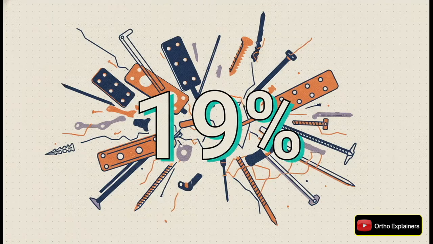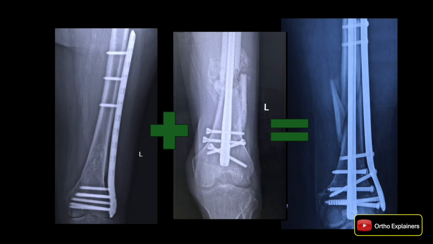Think about this number for a second, 19%. In some series, that's the non-union rate for complex patterns treated with a single device. Almost 1 in 5 failing to heal. That's just not acceptable, and it's the strongest argument there is for why we need a better, more stable solution. And that solution is often dual fixation.